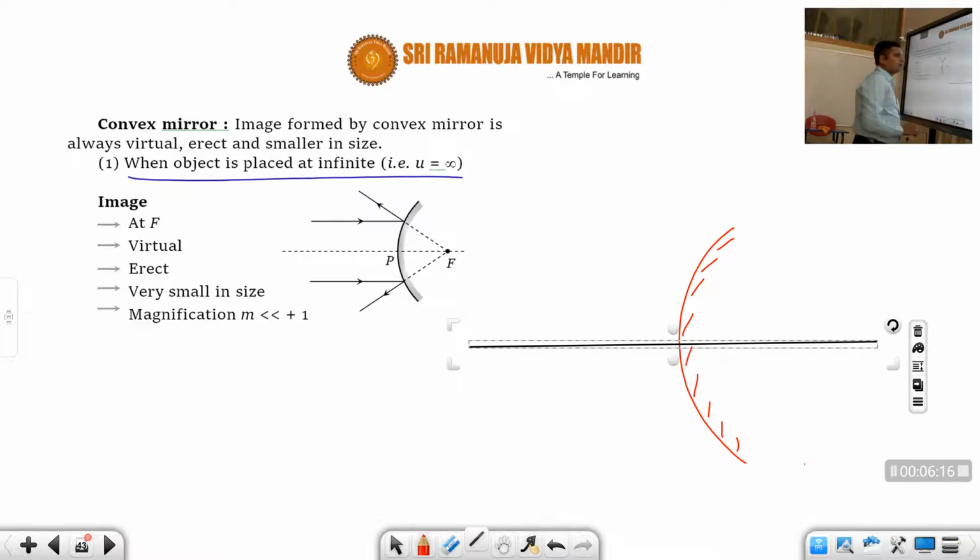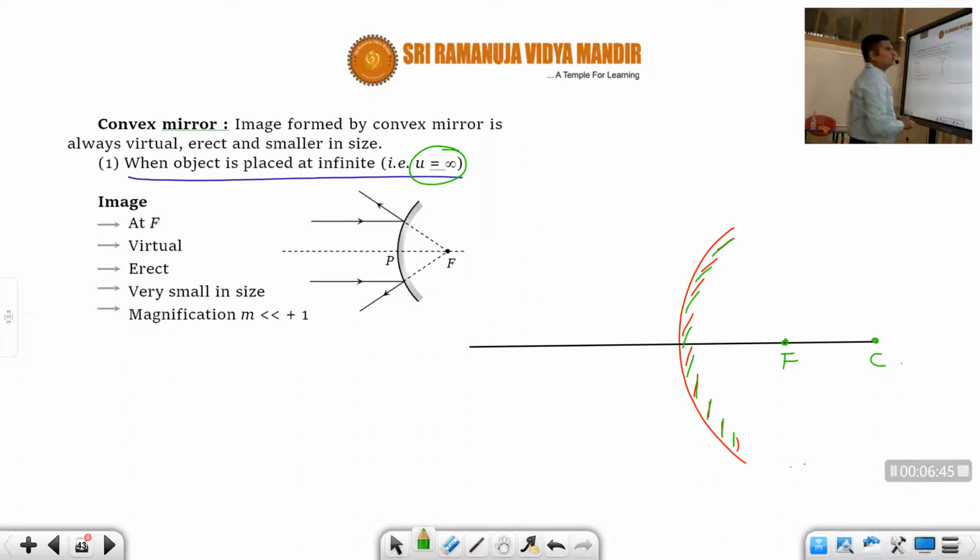You know, students, for convex mirror, the focus and the center of curvature will be that side. If this is the focus, this will be the center of curvature. This side is silvered, this back side is silvered. That's why it is called convex mirror. Now in front of the mirror, we can place the object anywhere. First case is when the object is placed at infinity.